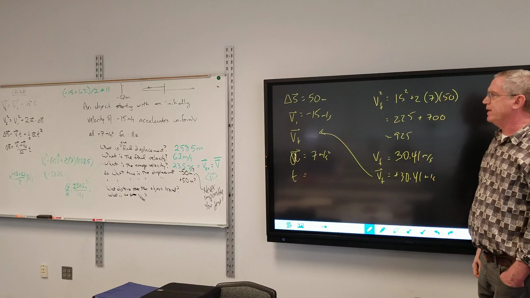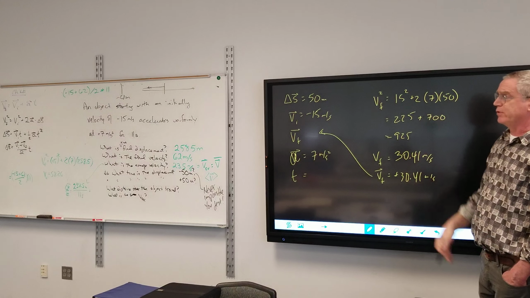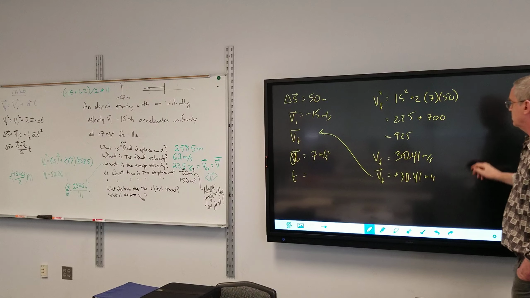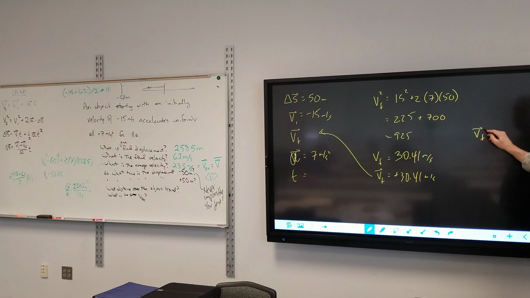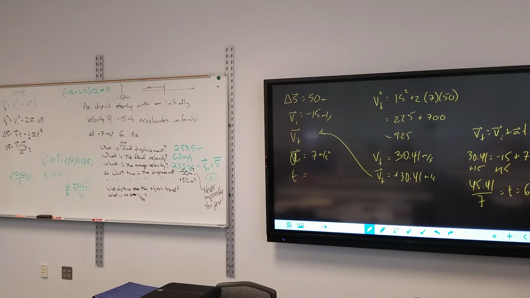And so now I can find time using the first equation. Vf equals Vi plus at. 30.41 is equal to negative 15 plus 7t. And then 45.41 divided by 7, which is 6 point something. 6.73.